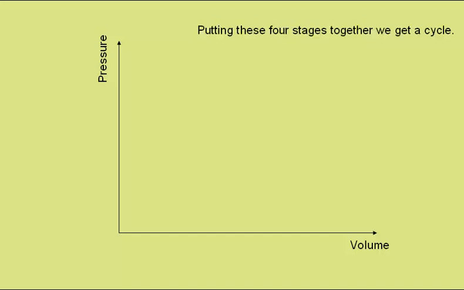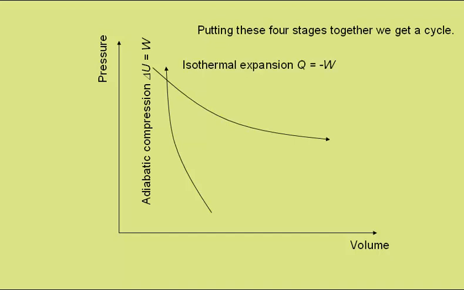Putting all these four stages together, we get a cycle. Starting with adiabatic compression, where the change in internal energy is equal to the work done on the gas. We compress the gas with no access to a cold sink. Next, we have isothermal expansion. Here, the heat energy supplied to the gas is equal to the work done by the gas on its surroundings. As the gas expands, we provide energy to it from the heat source.